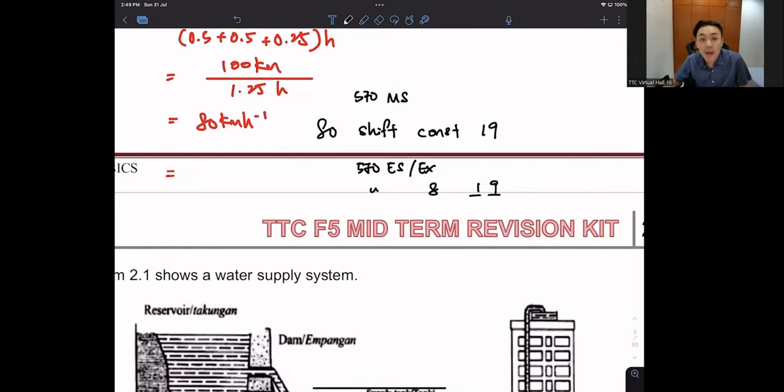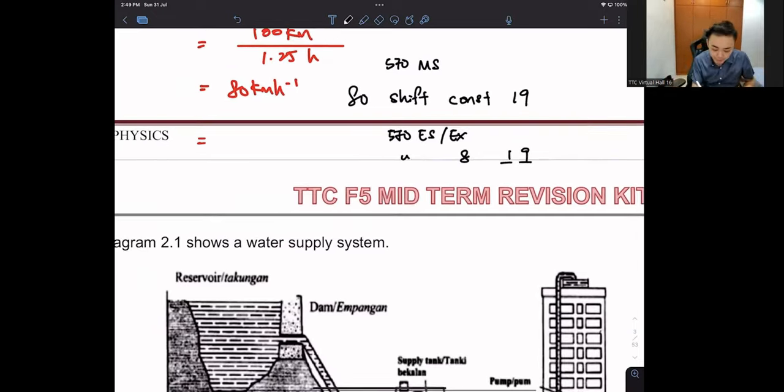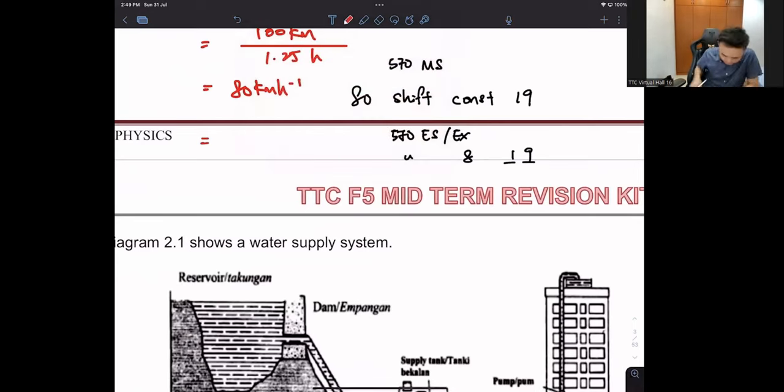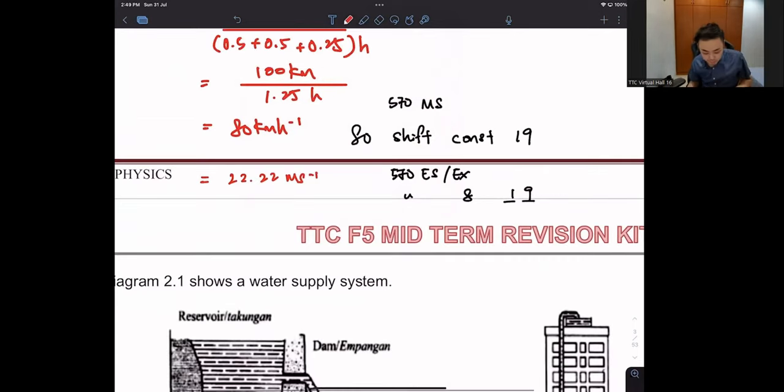Understand? So this is the concept. So far, so good? Any questions to ask? Okay. Now, by the way, what do we get when you do this, 80, shift, convert 19? You get 22.22222 meter per second. There you go.